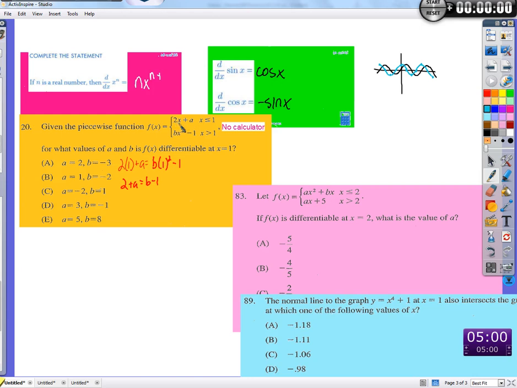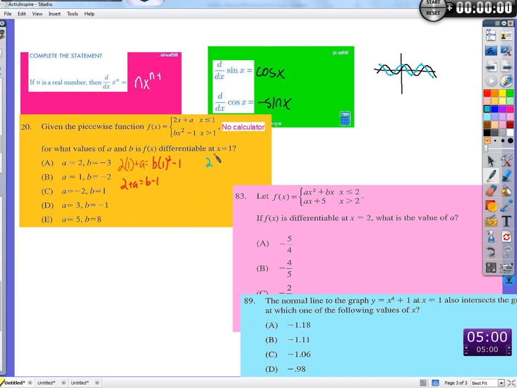What's the derivative of 2x? 2. Okay, so that derivative is 2. What's the derivative of a? 0, because it's a constant. So the derivative of this first function is just 2. That makes sense, because it's a line, and the slope of the line is always 2.